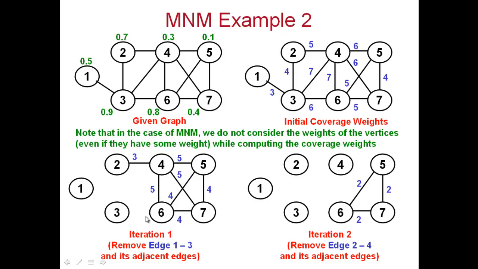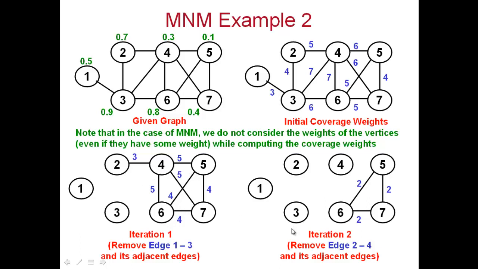So on the remaining graph, update the coverage weights of the edges depending on the edges that are left over. For 2, 4, its coverage is going to be the degree of 2 plus the degree of 4 minus 2. So it's going to be 1 plus 4, which is 5, minus 2, that is 3. That's the coverage weight of 2, 4 and so on. So now again pick the edge with the smallest coverage weight. That's going to be 2, 4.